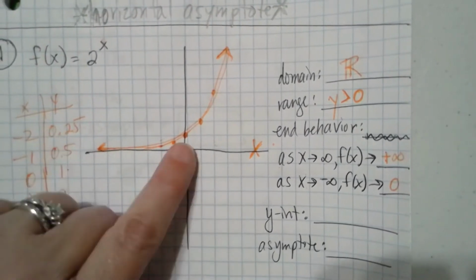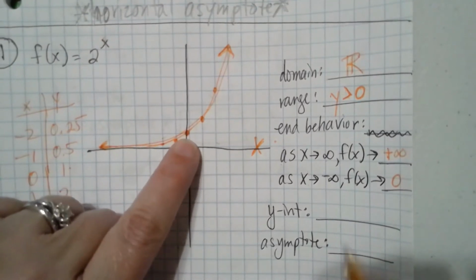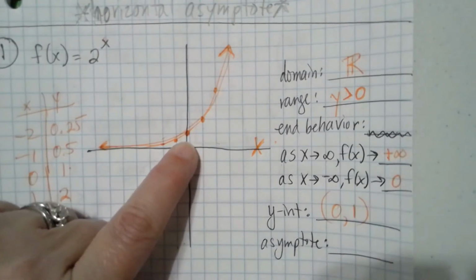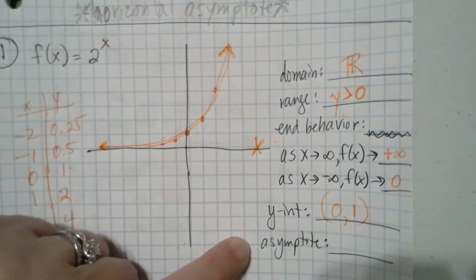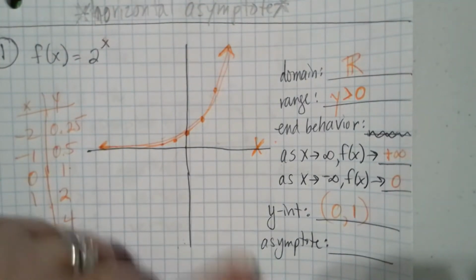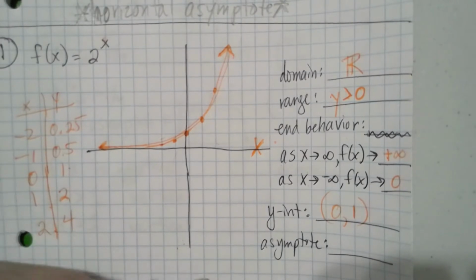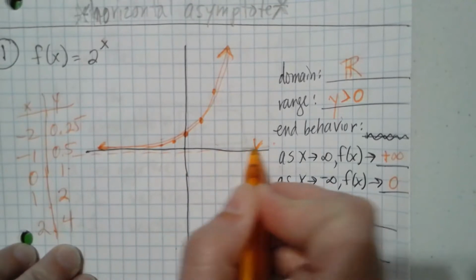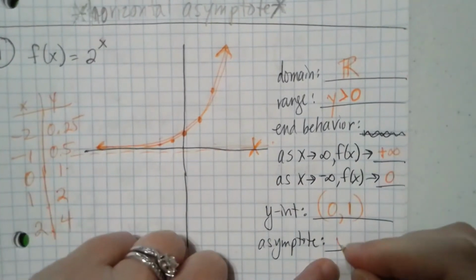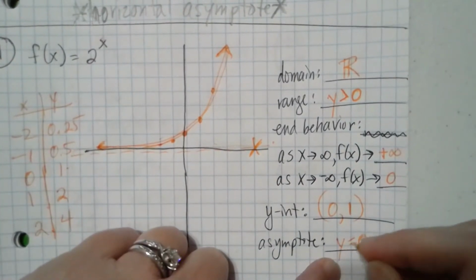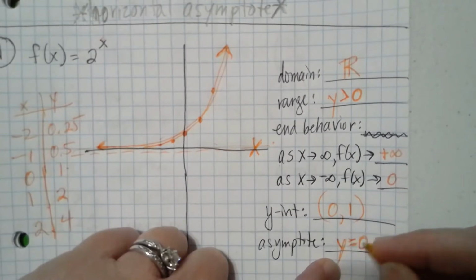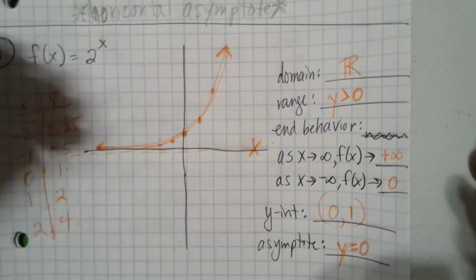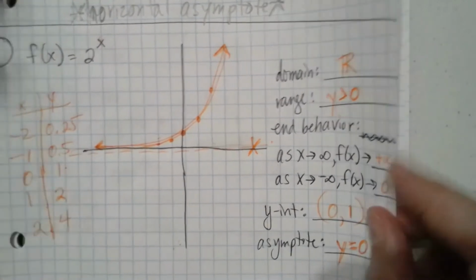Okay, our y-intercept is where our line hits the y-axis, so this is (0, 1). And our asymptote is where we have a line, like a border, where our graph gets close to but never crosses. So in this case, our asymptote is here at y equals 0. I'm going to give you a hint in a little bit on how we find that asymptote as our graph changes and moves about.